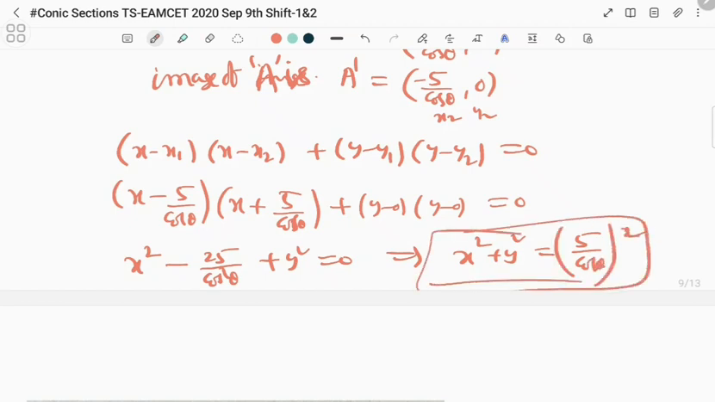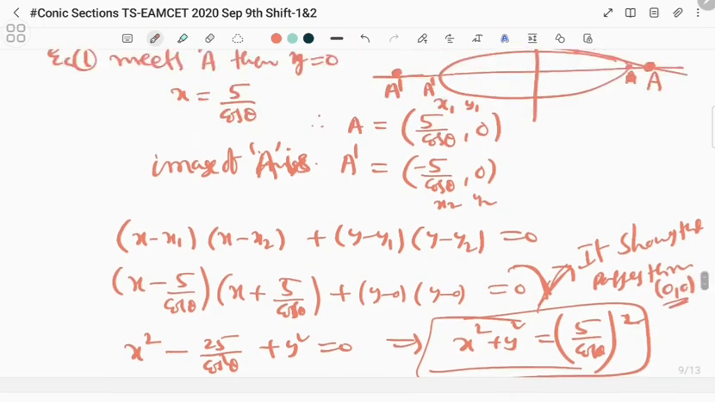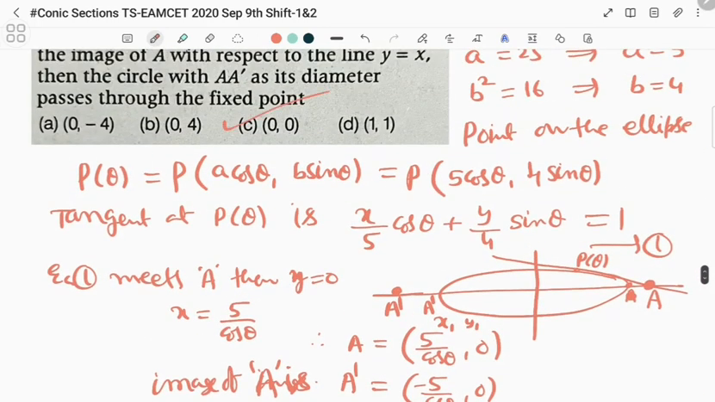So in this, what we are observing is, clearly this line is passing through the origin. This line clearly passing through the origin. It shows that it passes through origin. Only this matter. So third option is the right option, students.